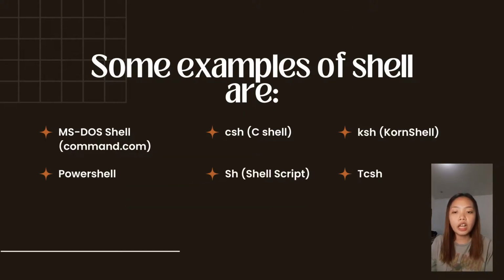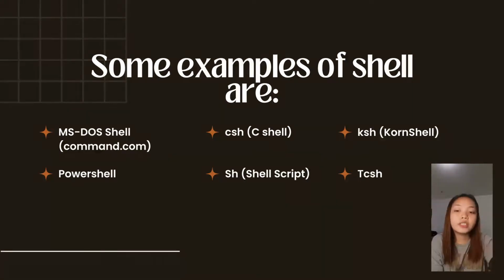Some examples of shell are MS-DOS shell, command.com, a command shell for Unix-like systems that was originally created as part of the Berkeley Software Distribution or BSD. Second is the CSH or C shell, the Unix shell command execution program, often called a program interpreter. Third one is the KSH or Korn shell, the Unix shell command execution program, often called a command interpreter.